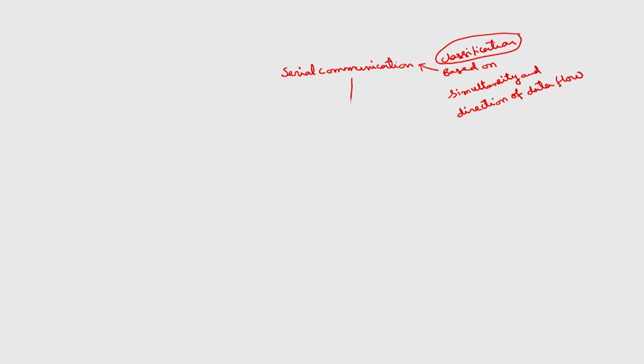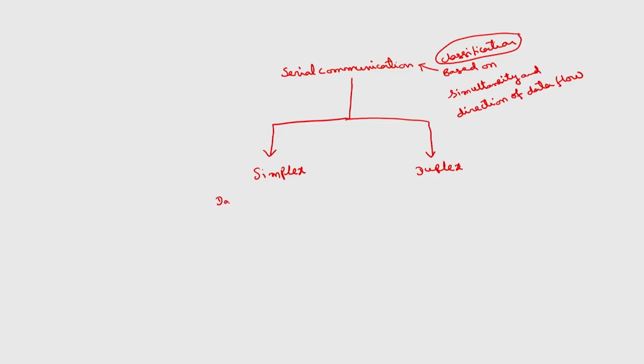So, we have two types of serial communication. One is called simplex and another is called duplex. In case of simplex, the data transmission takes place in only one way. Data is transmitted in only one direction.